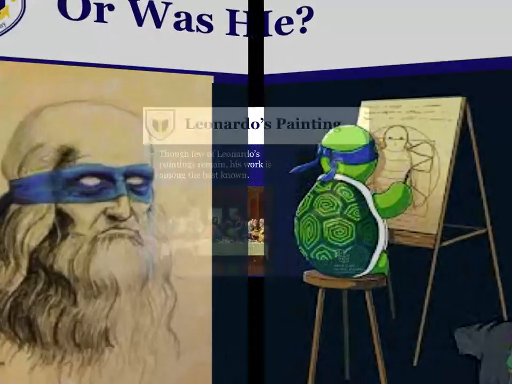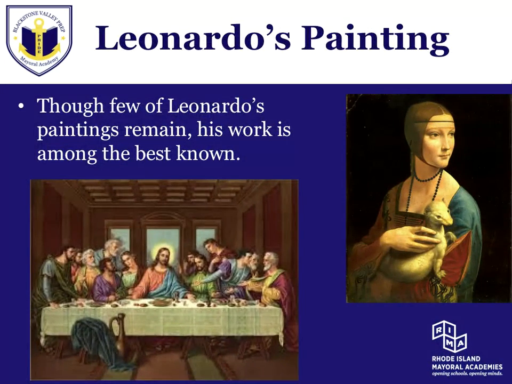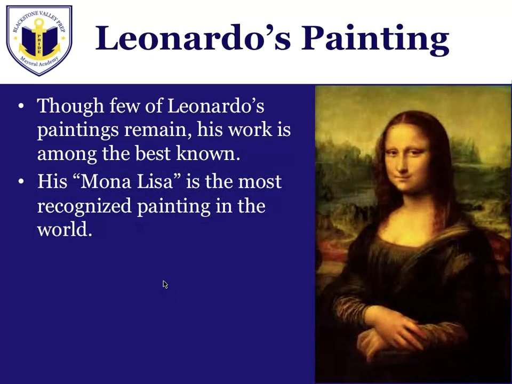Cool. Well, what is Leonardo da Vinci known for other than fighting crime as an awesome Ninja Turtle? Well, he's really well known for his paintings. He didn't do a whole lot of them, but this is some of the stuff that he's most famous for. The Last Supper right here is one of his most famous paintings, but the most famous painting is without a doubt his Mona Lisa. This painting right here is the most recognized painting in the world.